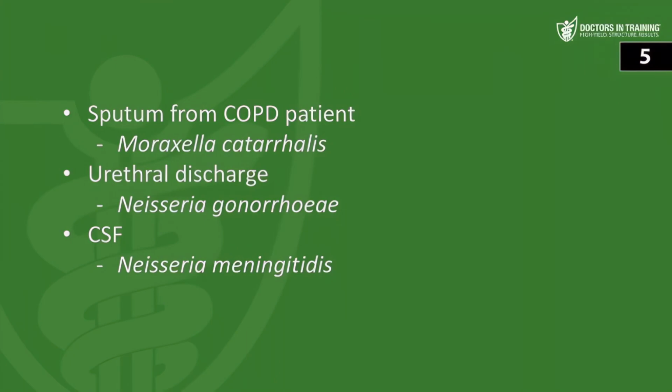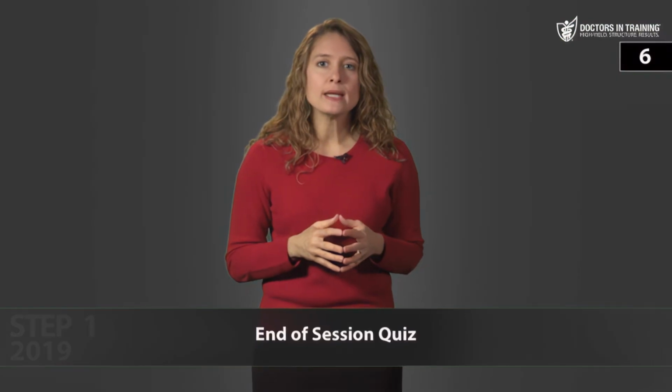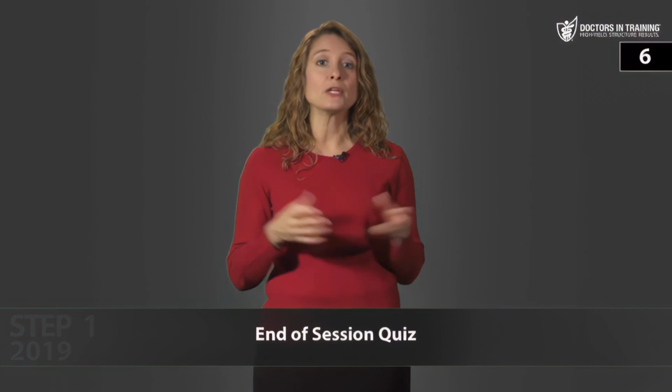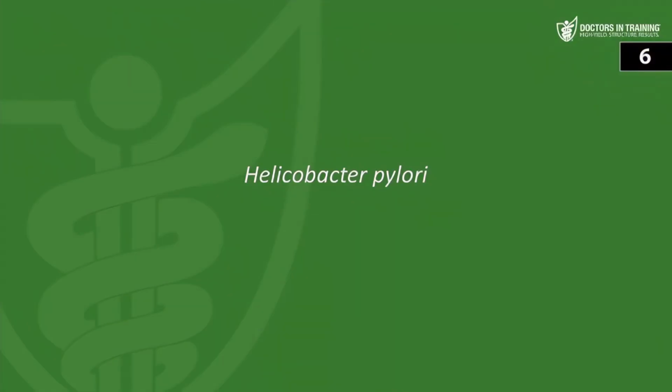If it's a stain on CSF culture from a patient with rapidly progressive meningitis, then you need to be thinking Neisseria meningitidis. A 22-year-old medical student has a burning feeling in his abdomen after meals. An EGD is performed and biopsy of the gastric mucosa shows spiral-shaped gram-negative bacteria. So what's the organism? Of course, this is going to be H. pylori.